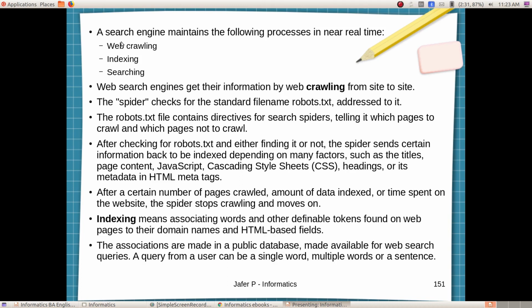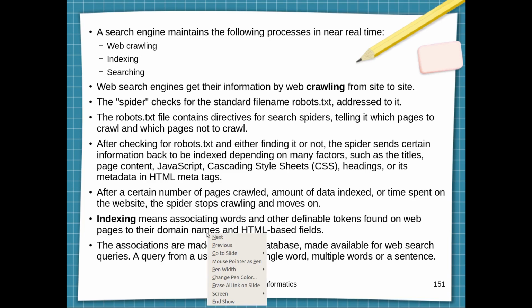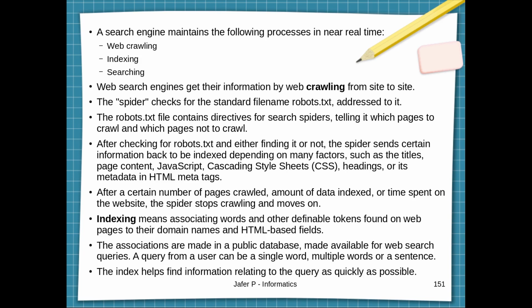Then the associations are made in a public database, made available for web search queries. A query from a user can be a single word, multiple words, or a sentence. I told you it may have a single word, or it may consist of 2 words. So the query may be different, right? All this will be associated in a public database. It is made available for web search queries. The index helps find information relating to the query as quickly as possible. So that is the purpose of the index. It will return the result as fast as possible, right?